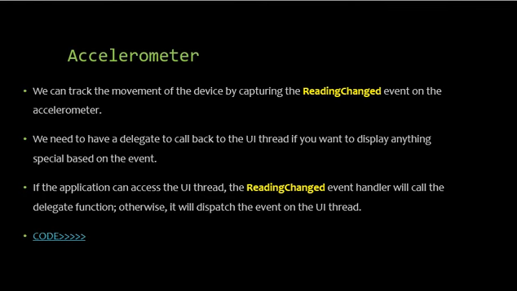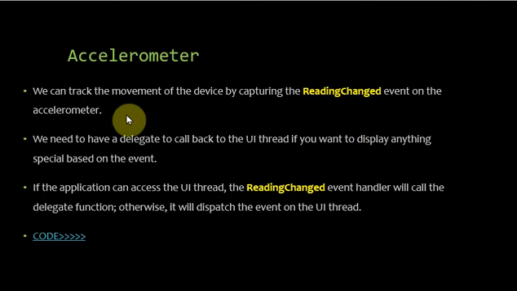That is the task done by your accelerometer. The accelerometer can report the direction as well as the magnitude, that is, how much movement has happened. In simple words, it is used to track the movement of your device. How is it going to track? It uses an event called reading changed. Previously it was position, now it is the reading change event on your accelerometer.